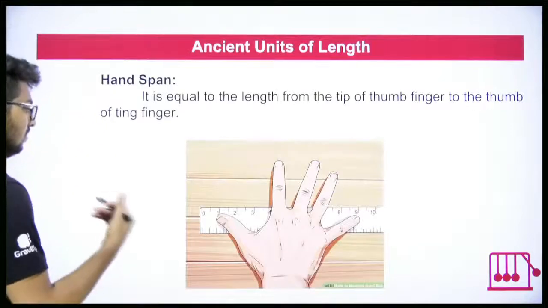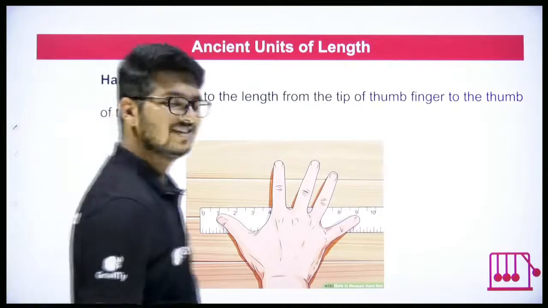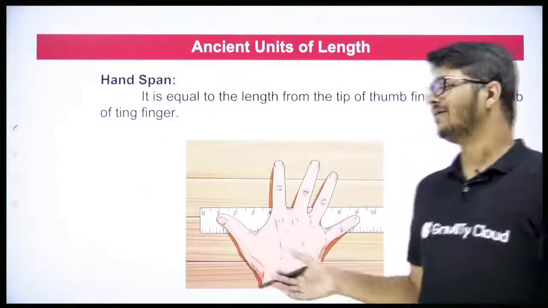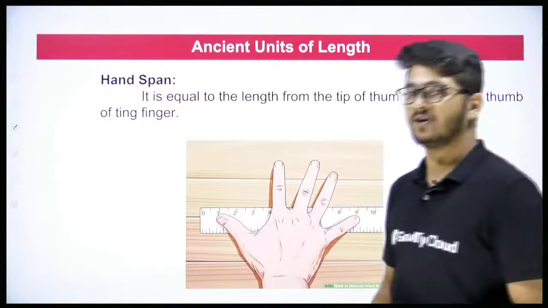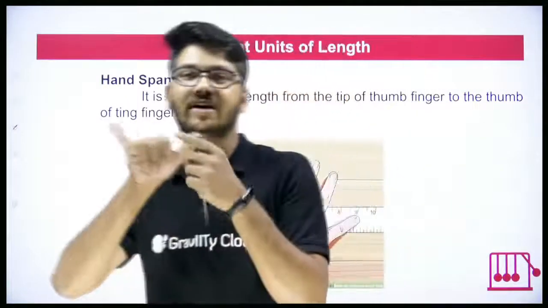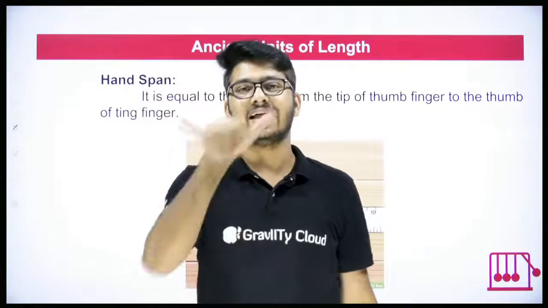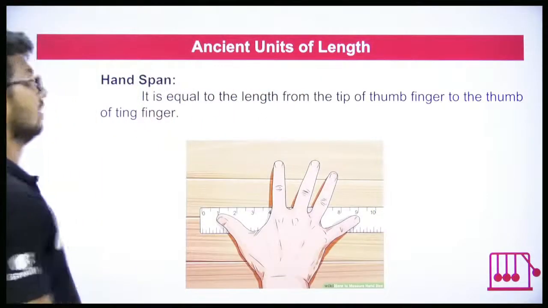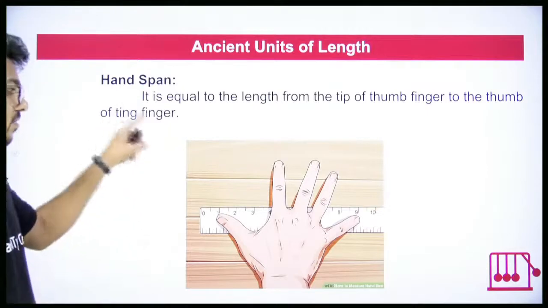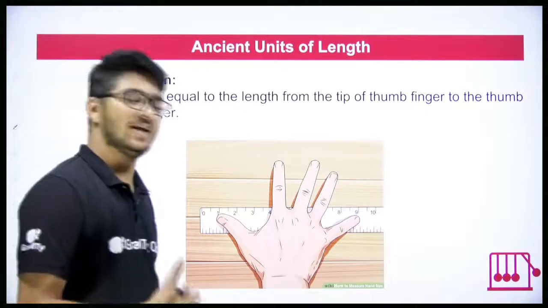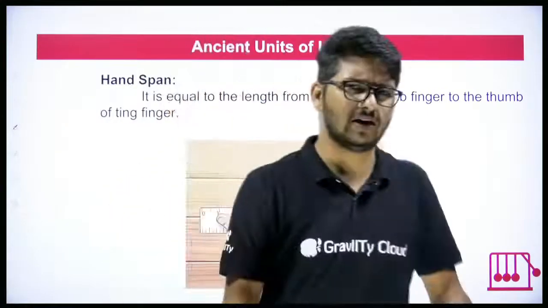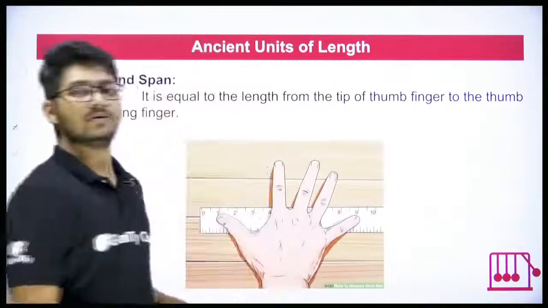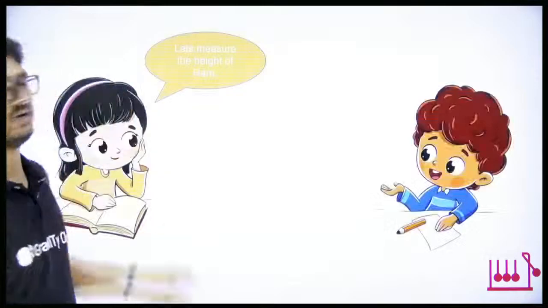Then this is the most common one, I think. Most of us use it almost daily. Yes or no? That's called a hand span. From your thumb to your little finger. That length is a hand span. Good. We use that to measure the length of a table and all. Nowadays we do it very frequently, right? Yes? Good. So those are some ancient units.